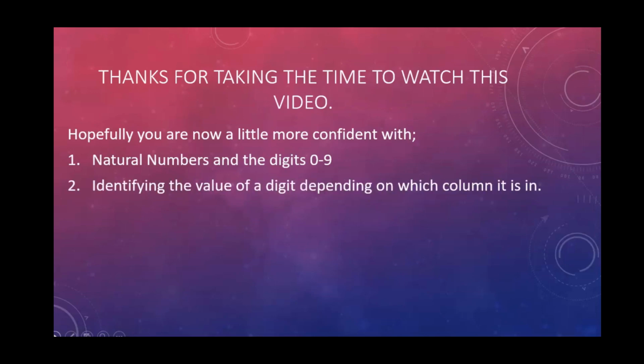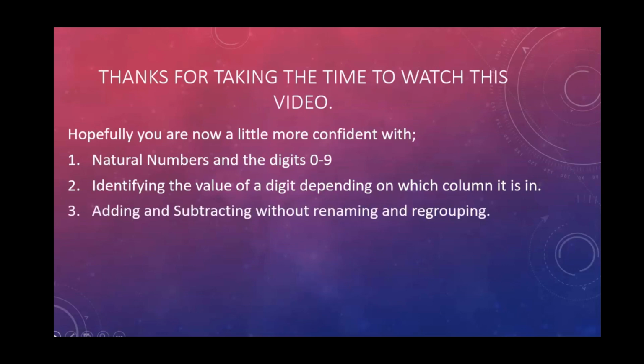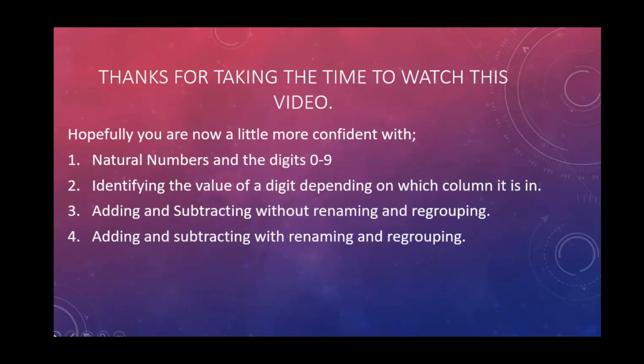You should be able to identify the value of a digit depending on which column it is in. You should be more confident with adding and subtracting without renaming and regrouping. Renaming is just where you fill the egg carton and you have to bring it into the tens column. And regrouping is where you have to open the egg carton to do subtracting. You should be good at adding and subtracting with renaming and regrouping with a little bit more practice. And you should also, very importantly, know the difference between eggs and potatoes.